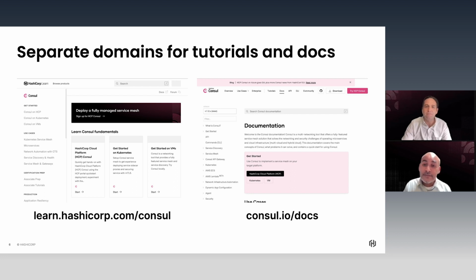To be clear, we really wanted to restructure the docs. At the time, product information was split between a core documentation set and a series of tutorials hosted on a separate web domain.